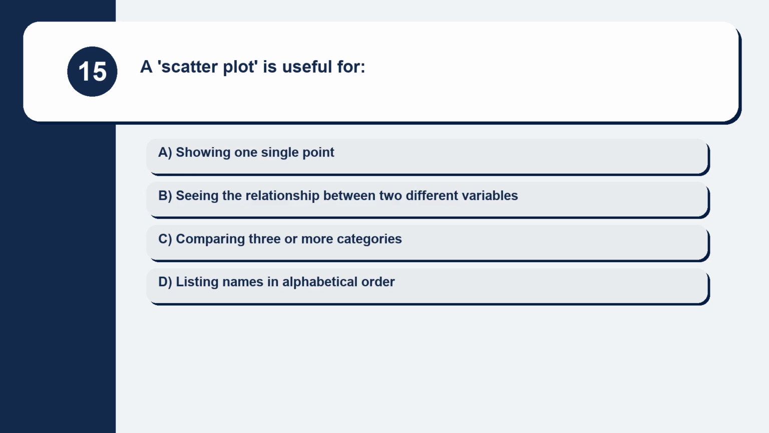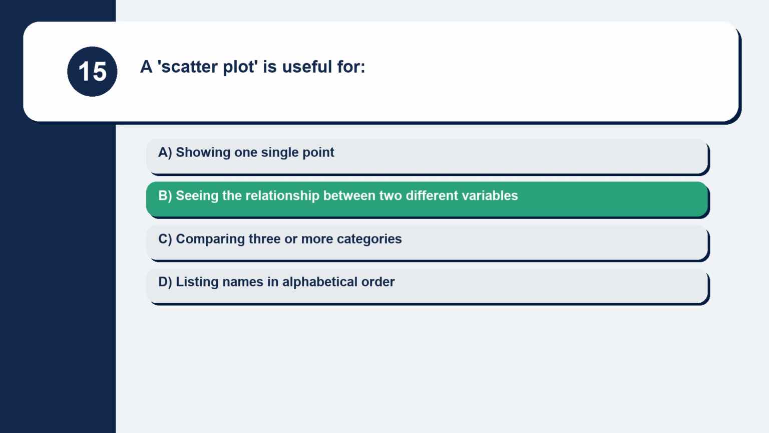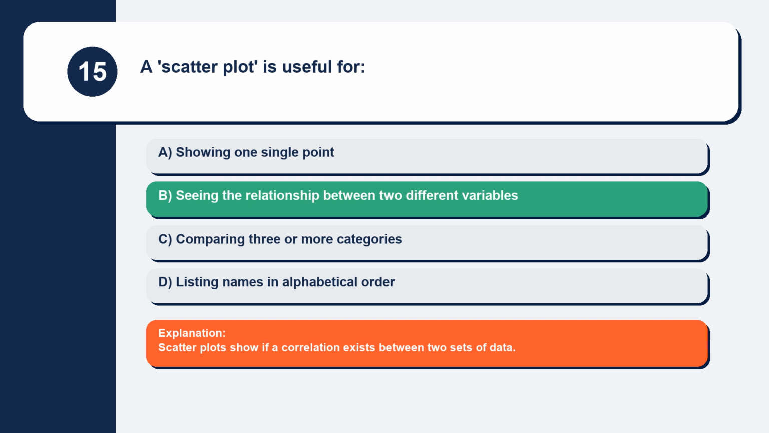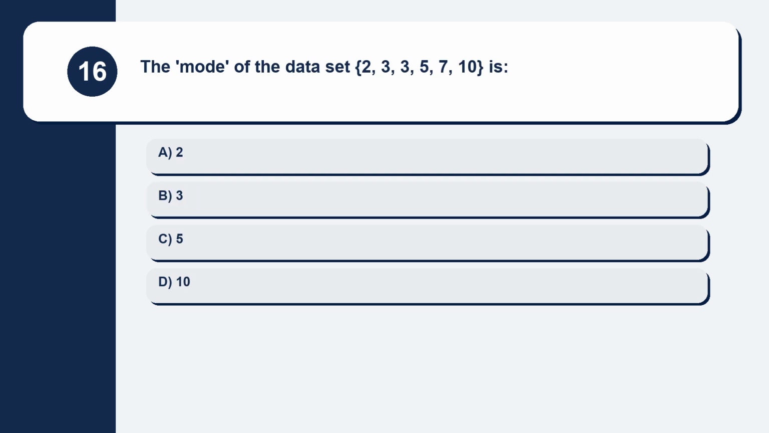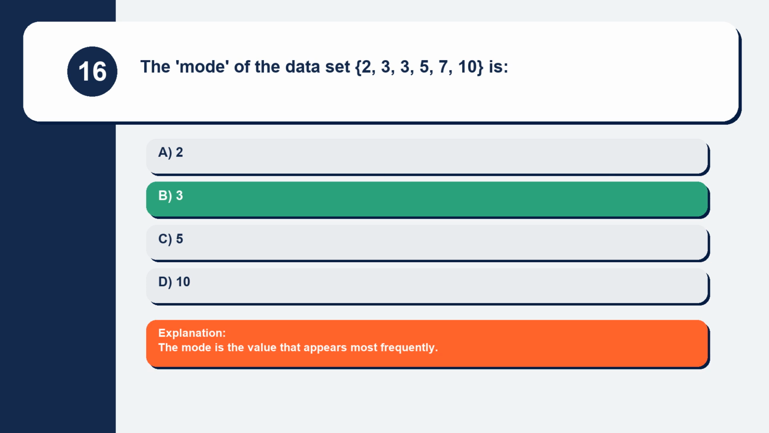Question 15. A scatter plot is useful for showing one single point, seeing the relationship between two different variables, comparing three or more categories, listing names in alphabetical order. Scatter plots show if a correlation exists between two sets of data. Question 16. The mode of the data set 2, 3, 3, 5, 7, 10 is 2, 3, 5, 10. The mode is the value that appears most frequently.